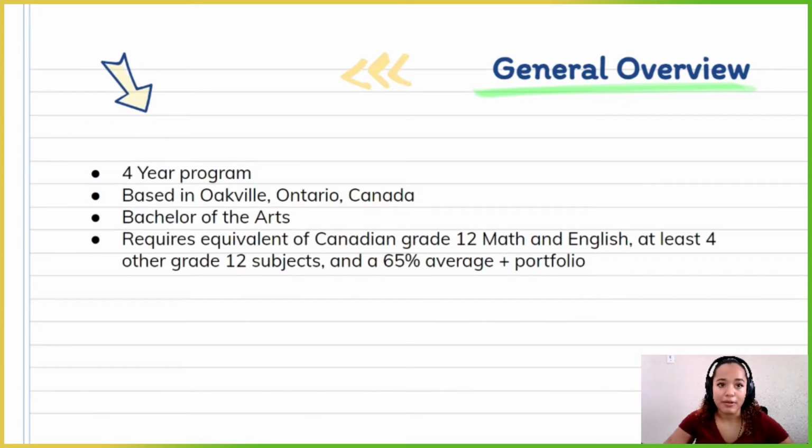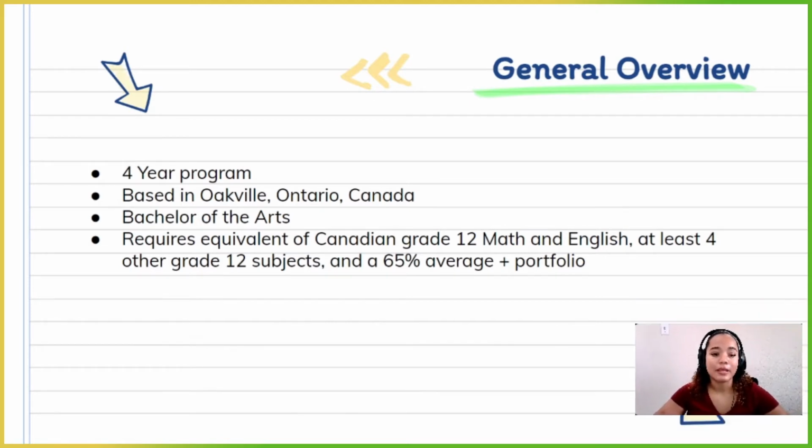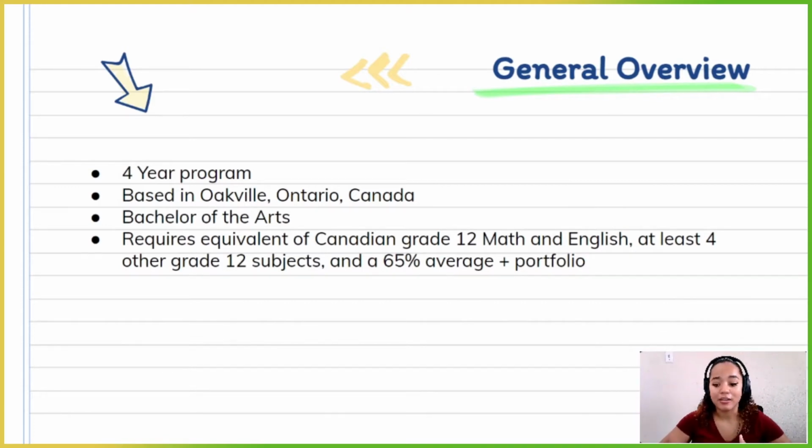So it's a 4-year program. It's based in Oakville, as we said before, which is in Ontario, Canada. It's about 2 hours away from downtown Toronto. It is considered a Bachelor of the Arts degree, and to be eligible to apply, you have to have the equivalent of at least grade 12 Canadian math and English, which our Jamaican system does count as equivalent of that. You also need at least 4 other grade 12 subjects, and you are required to submit a portfolio, which the requirements for said portfolio will change every year.